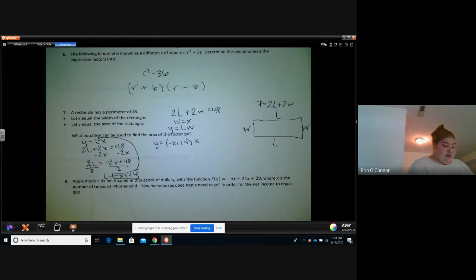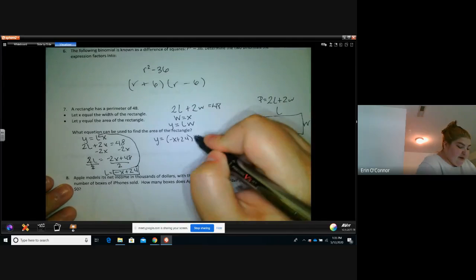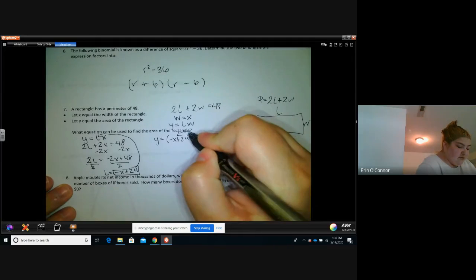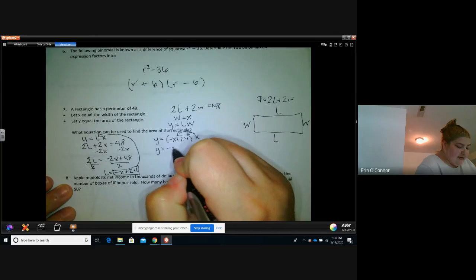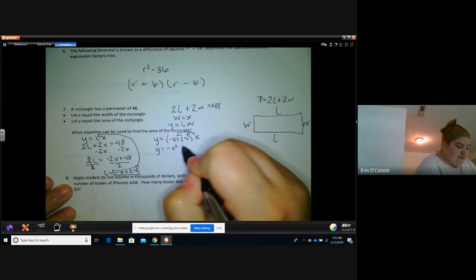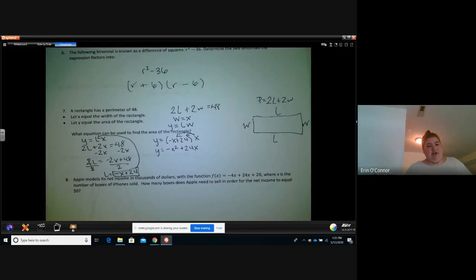So you can use that equation, or sometimes, especially if you are doing this for a test or anything, they're going to probably have distributed this, especially if it's multiple choice. X times negative x is negative x squared. X times 24 is a positive 24x. So you might get that as an equation. You might not. It just depends. But that would be the answer.